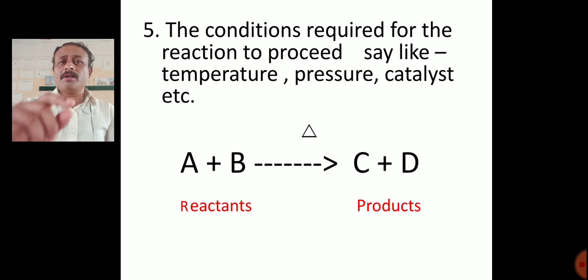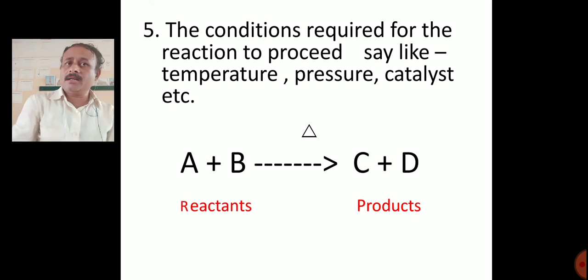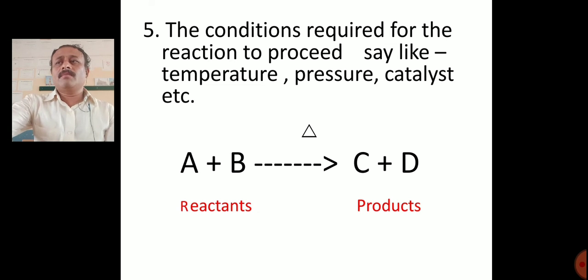Next, the fifth point: the conditions required for the reaction to proceed. Some reactions are carried out only when a temperature is supplied to the reactants, that is, temperature is needed to carry out the chemical reaction. Somewhere, by changing the pressure, chemical reactions are carried out. Sometimes, to increase the rate or the speed of the chemical reaction, we use a catalyst.